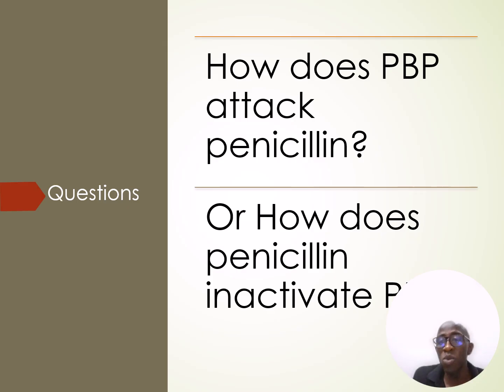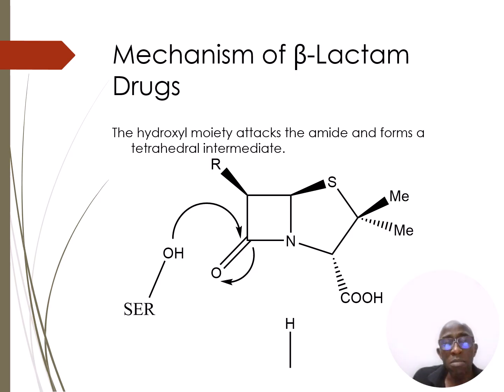Okay, so I'll ask you this question: how does PBP attack penicillin, or the same question, how does penicillin inactivate PBP? I've explained it a bit, but let's go. Just to show what I've explained, the hydroxy moiety attacks the imide and forms a tetrahedral intermediate. Now, what you're looking at right now, the serine subunit, the serine OH, or the hydroxy unit, comes here and attacks.